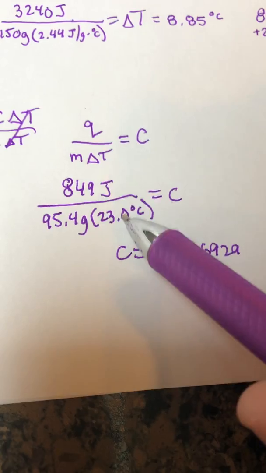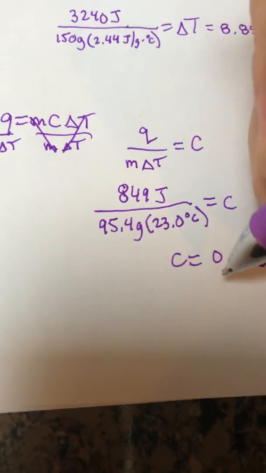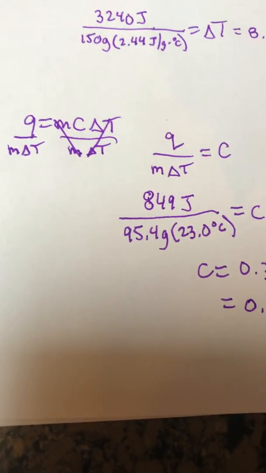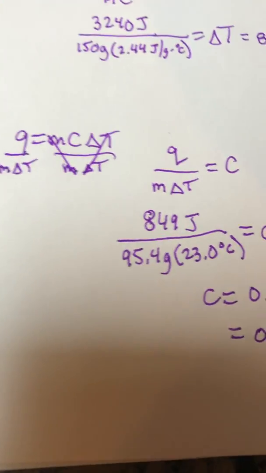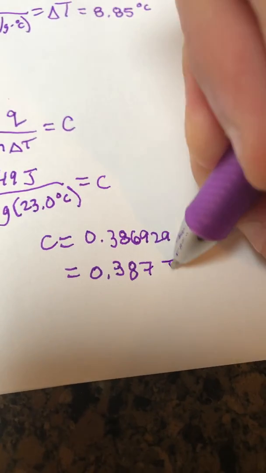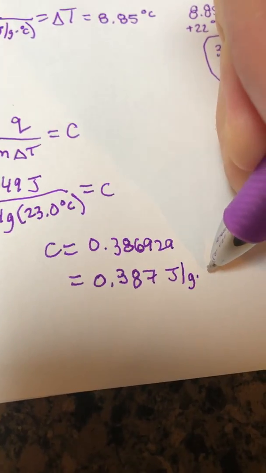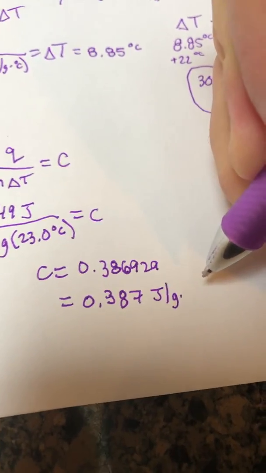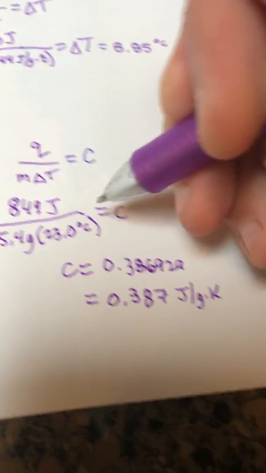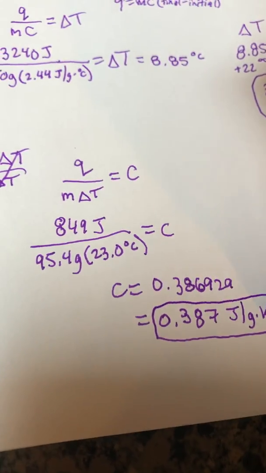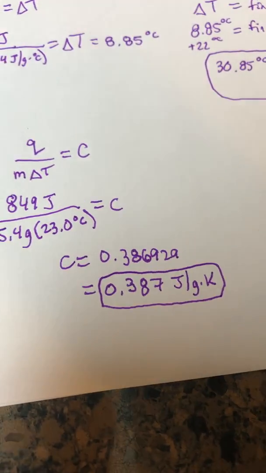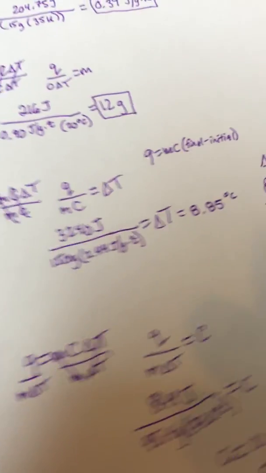My least number of significant figures would be 3. So I'm going to have C equals 0.387. And again, our units for this are going to be joules per gram. The standard unit is Kelvin, so I'm going to put Kelvin even though we use Celsius in our problem, because remember, the change in temperature is the same for Celsius as it is for Kelvin. All right. Next, we're going to go on to number 6.